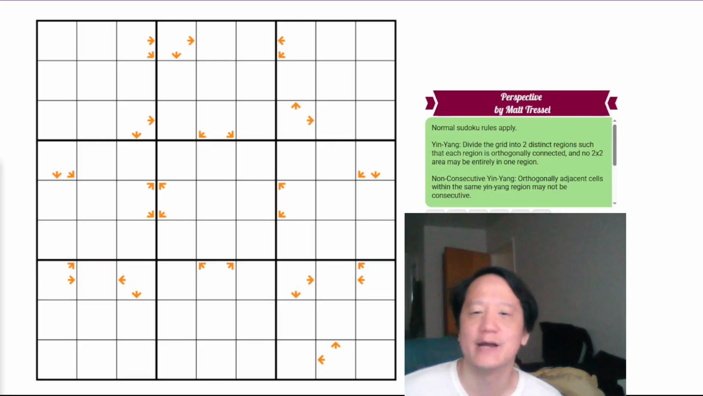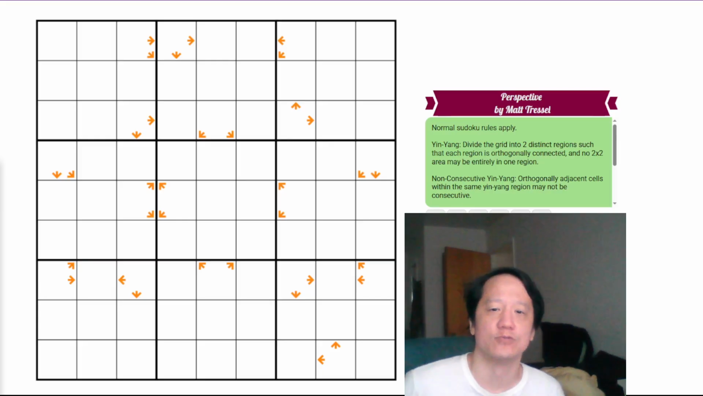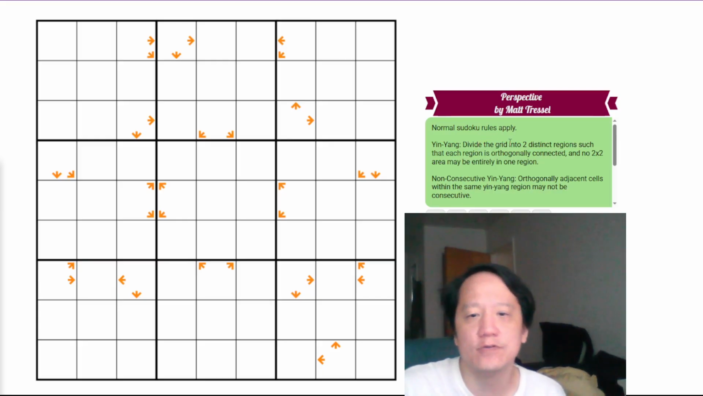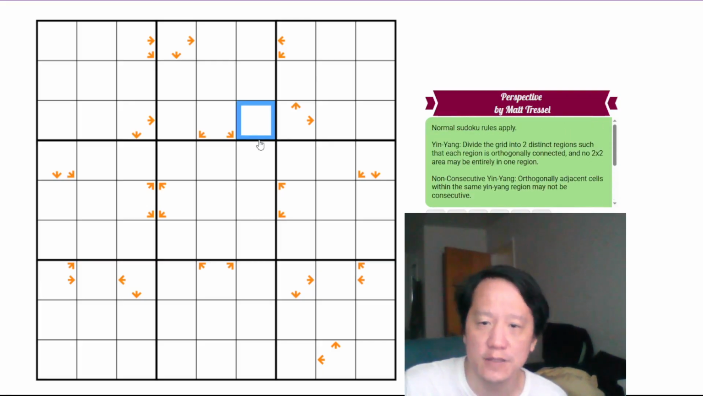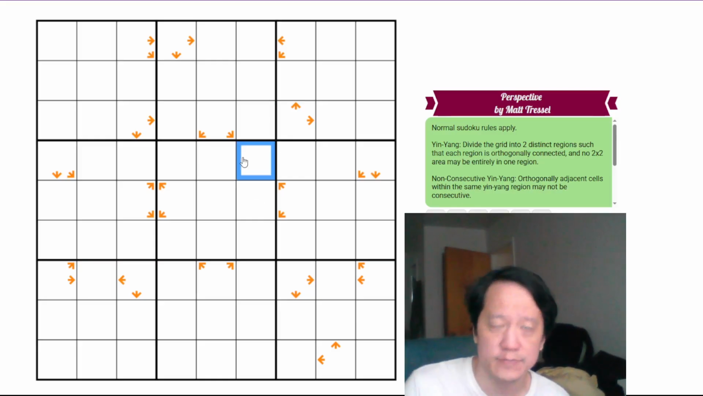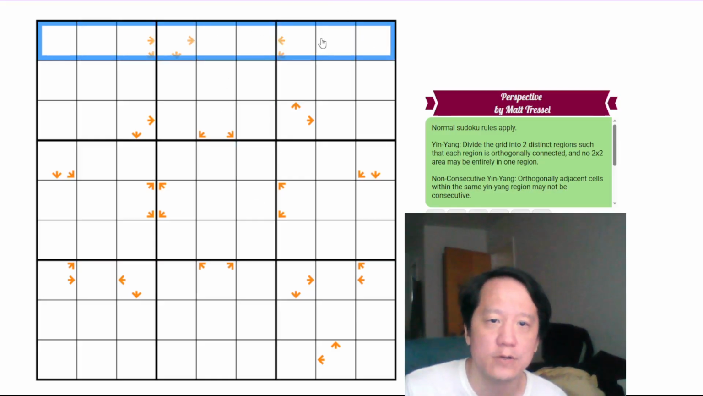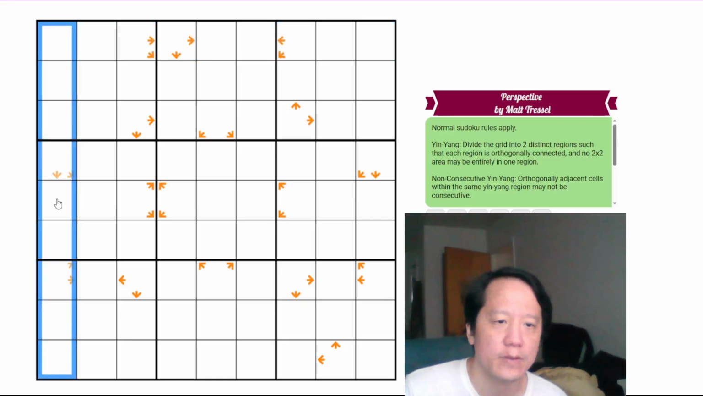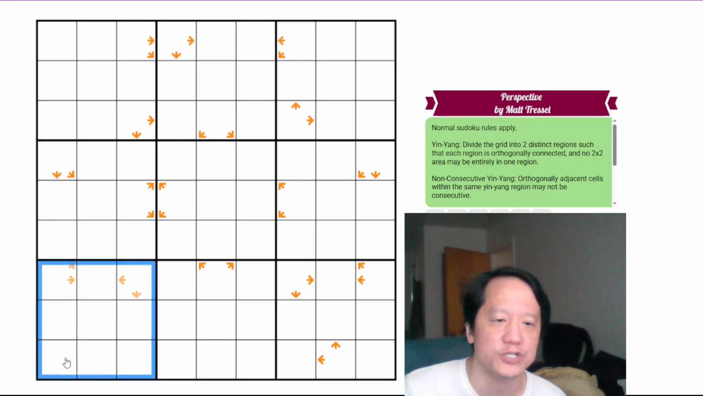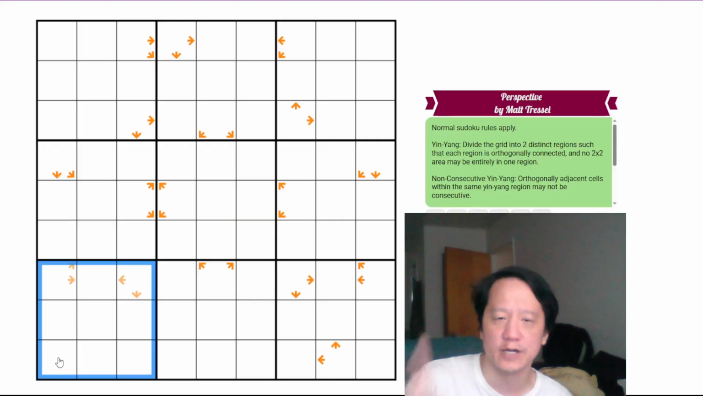It's called Perspective by Matt Tressel, and here are the rules. We have normal Sudoku rules apply, which means in every cell in the grid, place a single digit such that every row, column, and designated 9-cell region contains the digits 1 through 9 exactly once each.